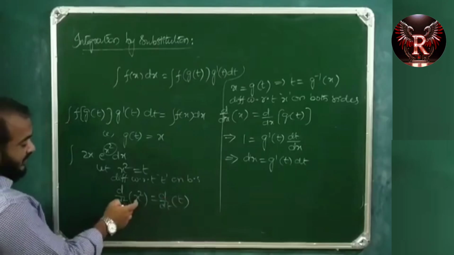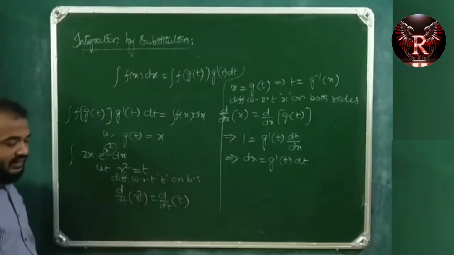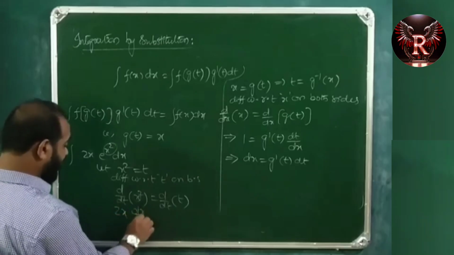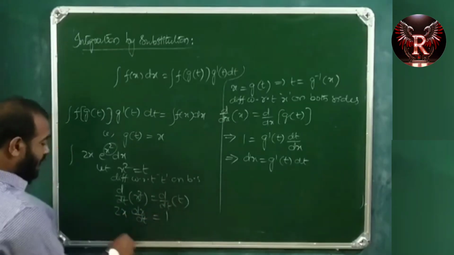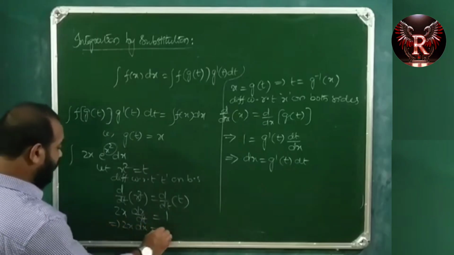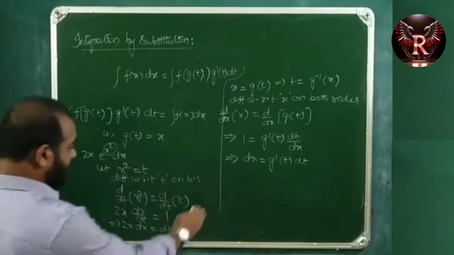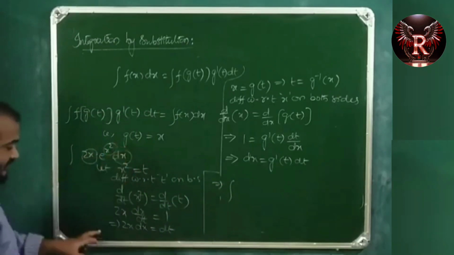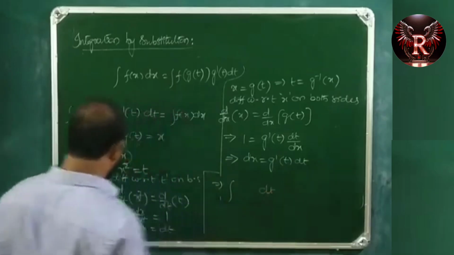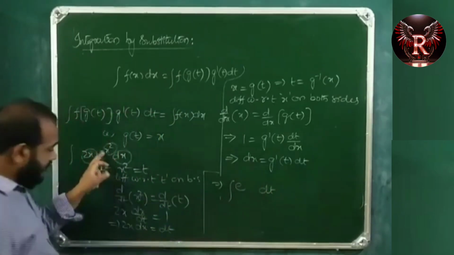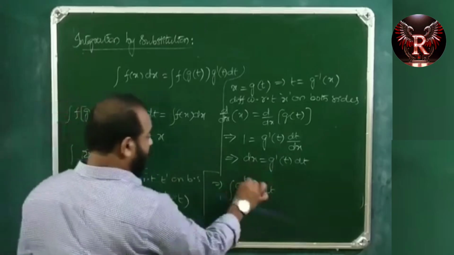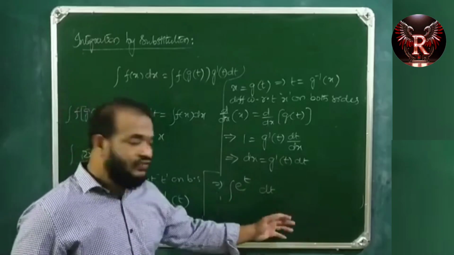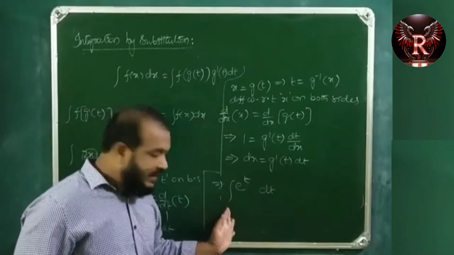So let us suppose this x to be t. So d by dt of x square is 2x, so this is 2x into dx by dt equals d by dt of t, which is 1. So 2x dx is equal to dt. So this is equal to, here 2x dx is dt into e power x square. x square is t. So this has become a known function, so we can solve the integration for this.